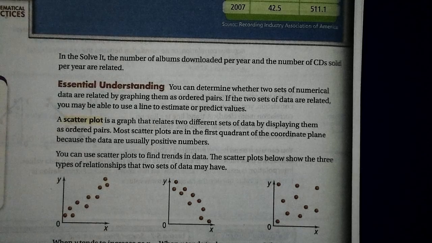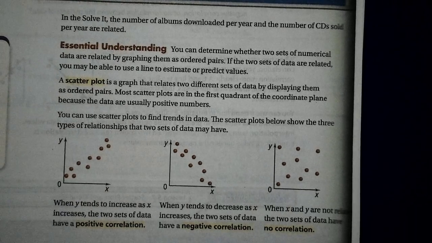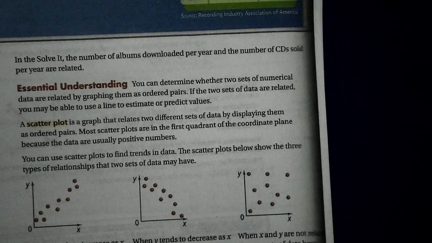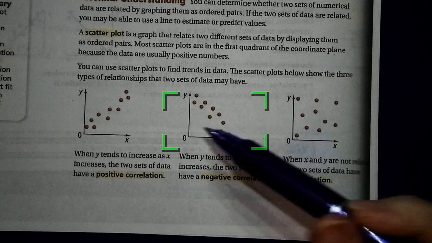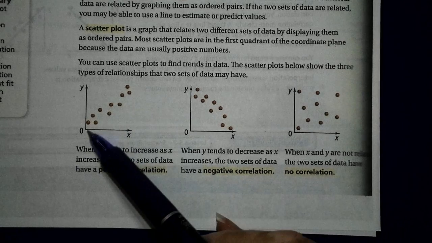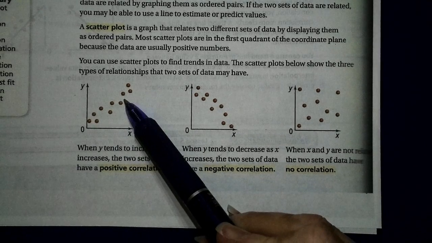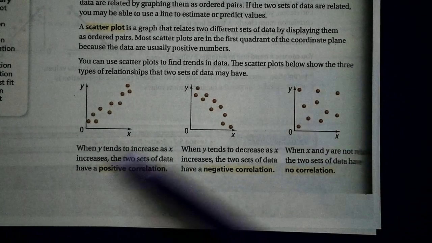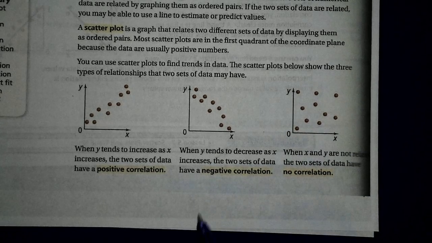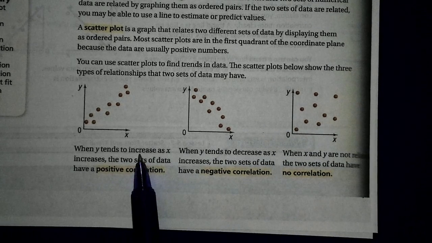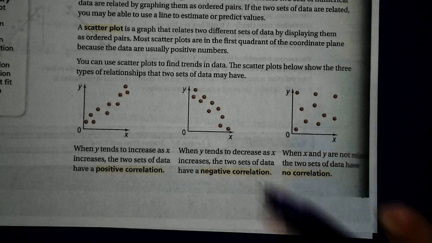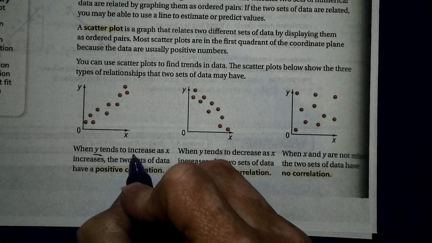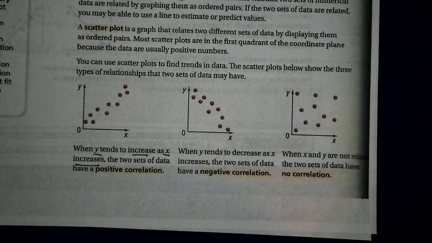The scatter plots below show the three types of relationships that two sets of data may have. Hopefully you can tell that this is what we call a positive correlation because all the dots are going up in that positive direction. So when y tends to increase as x increases, the two sets of data have a positive correlation. So once again, y increases, x increases.